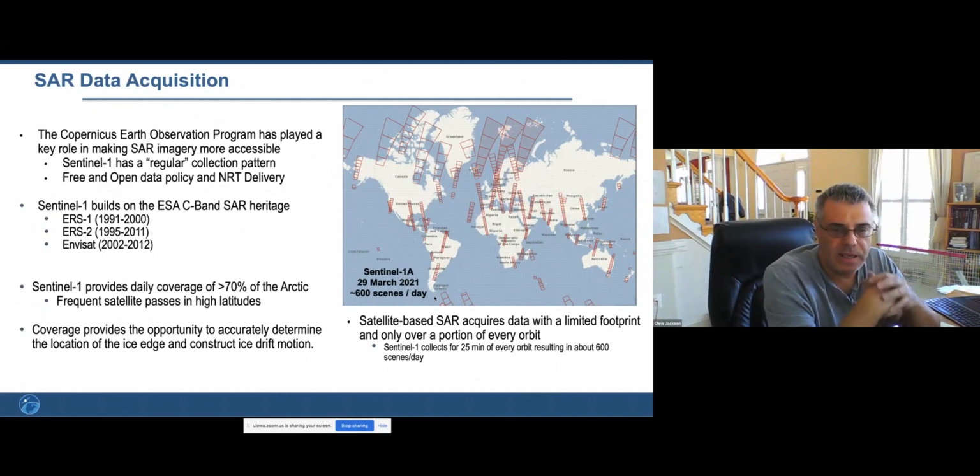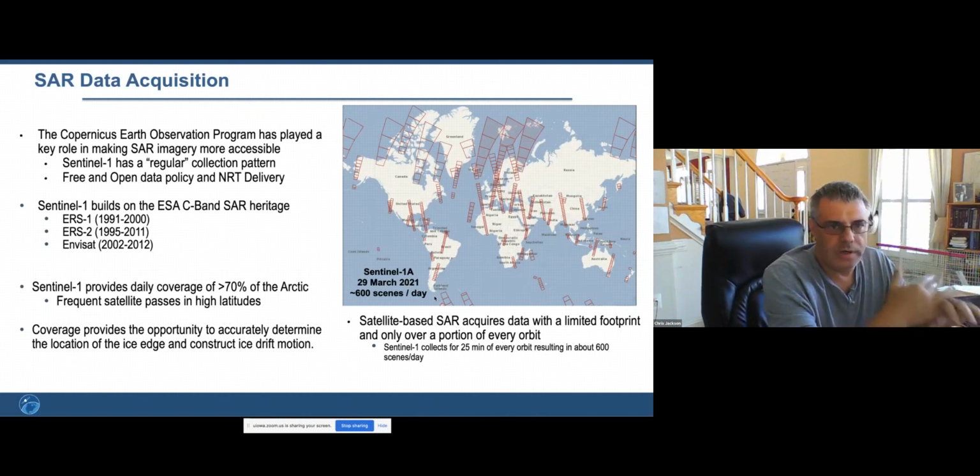And it has been key to making SAR more accessible to researchers and students since it went up in 2014. It's done two things that were really groundbreaking. One is that it put in place a regular collection pattern. So you now know where the SAR data are going to be collected, and you know that the data that's going to be collected today will probably be collected again 12 days from now, which is the repeat pattern of the satellite. And that's been huge.